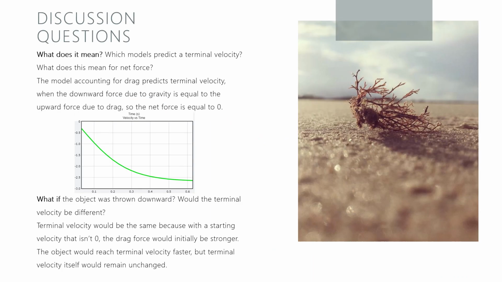Terminal velocity is the velocity a falling object reaches when its drag force is equal to its gravitational force, so the net force is 0. This is shown by the model that uses both gravitational force and drag force, because drag force has to be present for terminal velocity to be reached. If it was thrown downward, the terminal velocity would still be reached, it would just be reached faster. This is shown by the graph made by the tracking software, in which the terminal velocity means that the slope of the velocity versus time graph evens out.